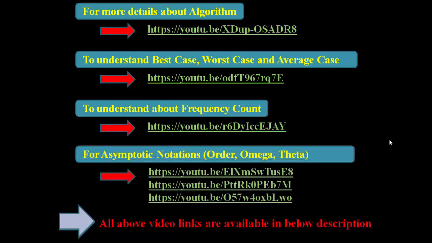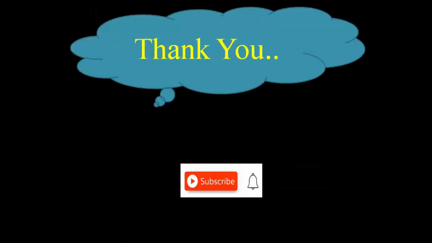Next, asymptotic notation, which is very important to understand, that is order, omega, and theta. Big order, big omega, big theta. The description of all the types of asymptotic notations is available on the link below, and all these links are available in the description below. So you can watch these videos and understand all the concepts related to data structure.